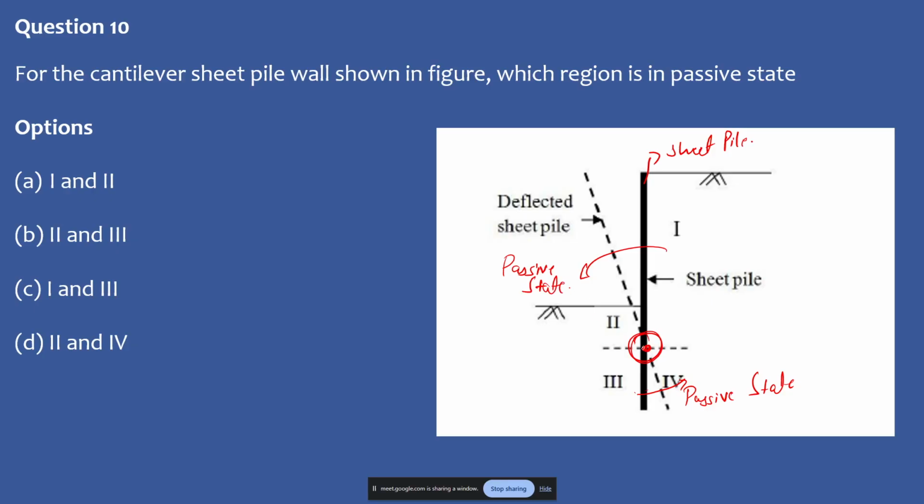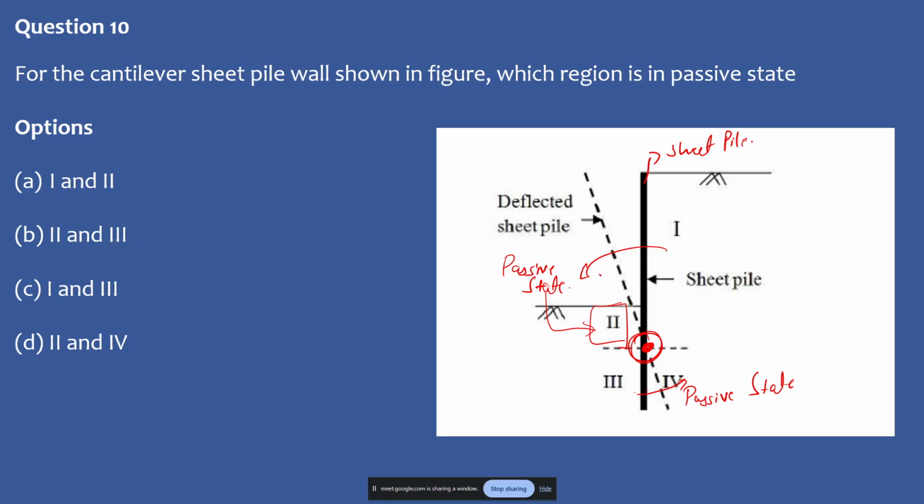So this rotation, as you can see, for the third as well as for the first, your pile is moving away from the soil, whereas for the second and the fourth, your pile is moving towards the soil. So Sir, that's the difference. First zone is passive one? First zone is active. Yeah, then why have you written passive? No, no, this is for the second zone.